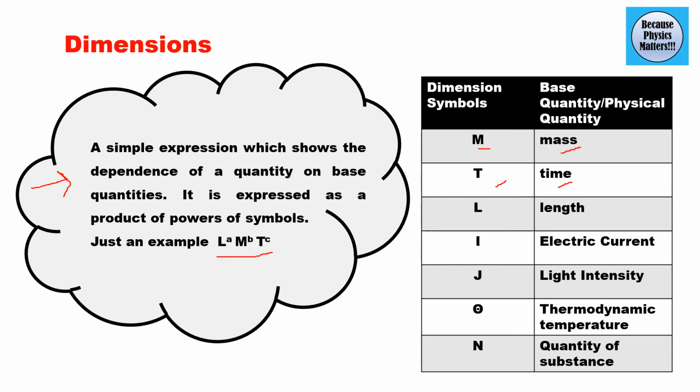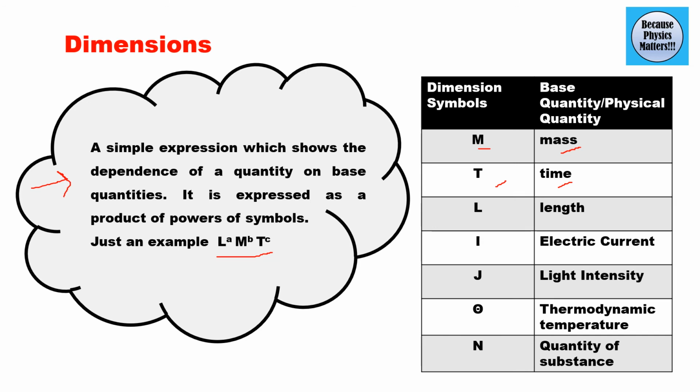But I have not told you anything about A, B, or C. I have not told you anything about that. So there may be a confusion: what is A, what is B, what is C. These are the things which are coming from the general formulas of these quantities.